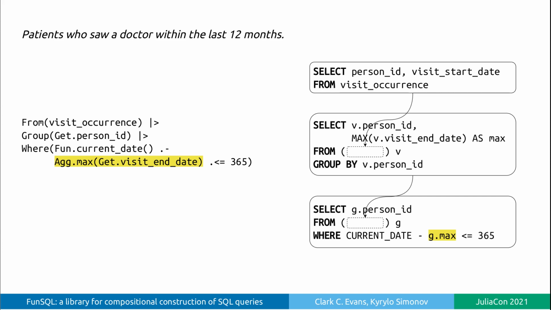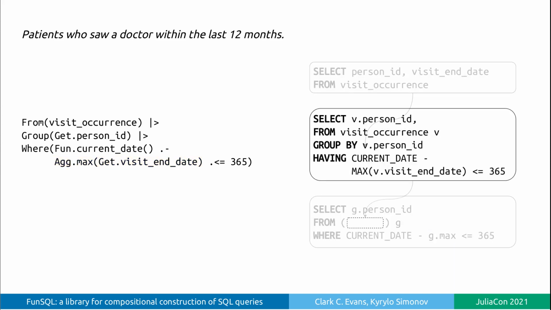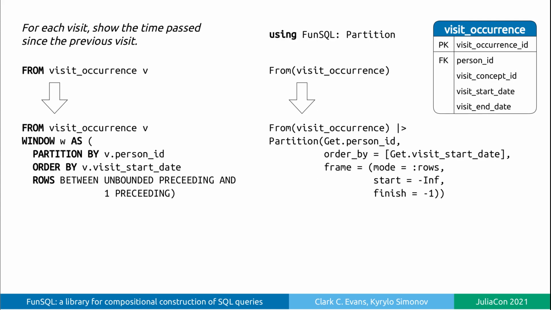In a way, the relationship between the group constructor and aggregate functions is the same as the relationship between from and column references. In this particular case, FunSQL could merge all three subqueries into a single query with group by and having clauses. In general, it is not always possible, but in any case, such transformation does not affect the output of the query. Close relatives of aggregate functions are window functions.